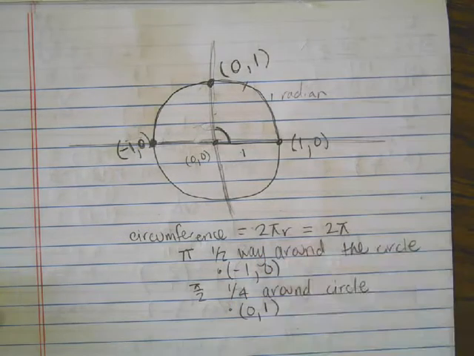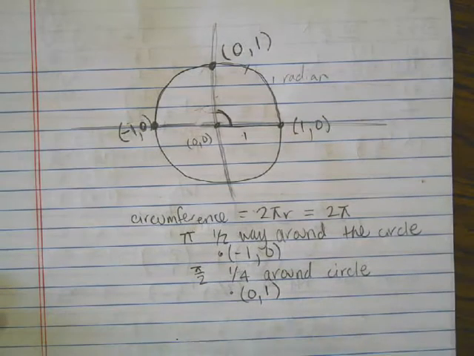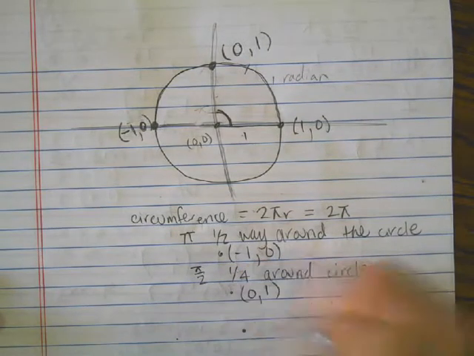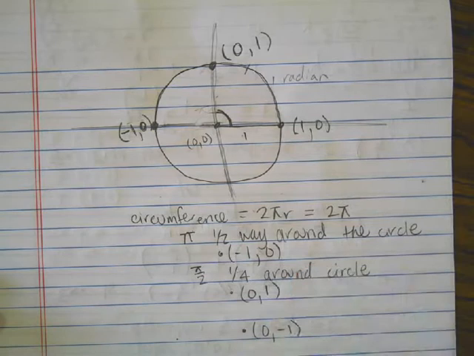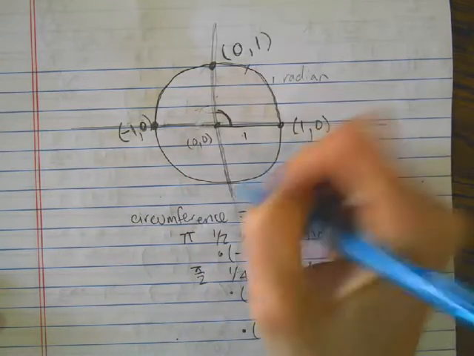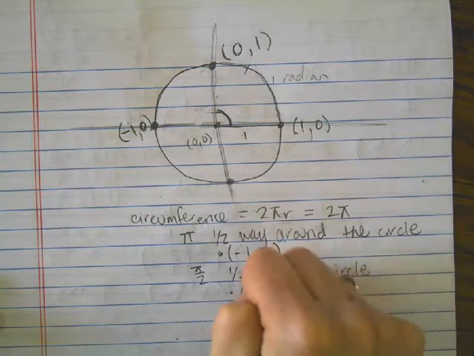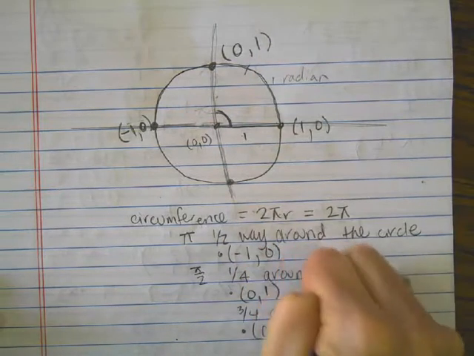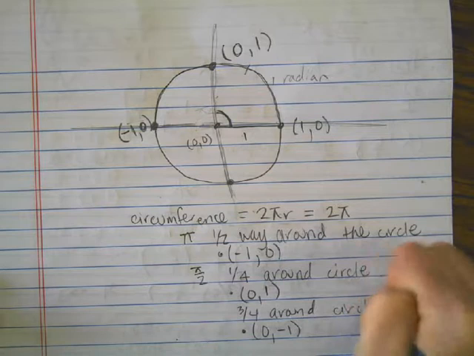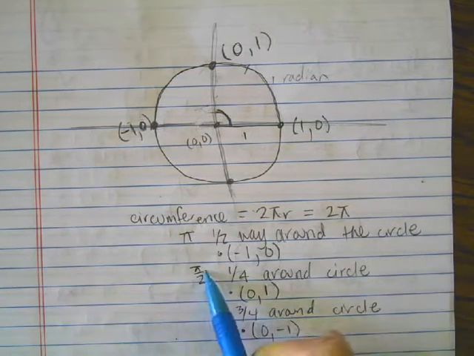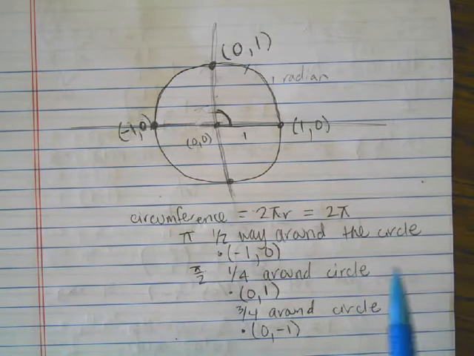And the last important point we need, where do you think it's going to be? It's going to be (0, -1). That's all the way down here. That's going 3/4 around the circle. Can anyone guess what the angle in radian measurement would be? Pi and what? Pi and 1/2.